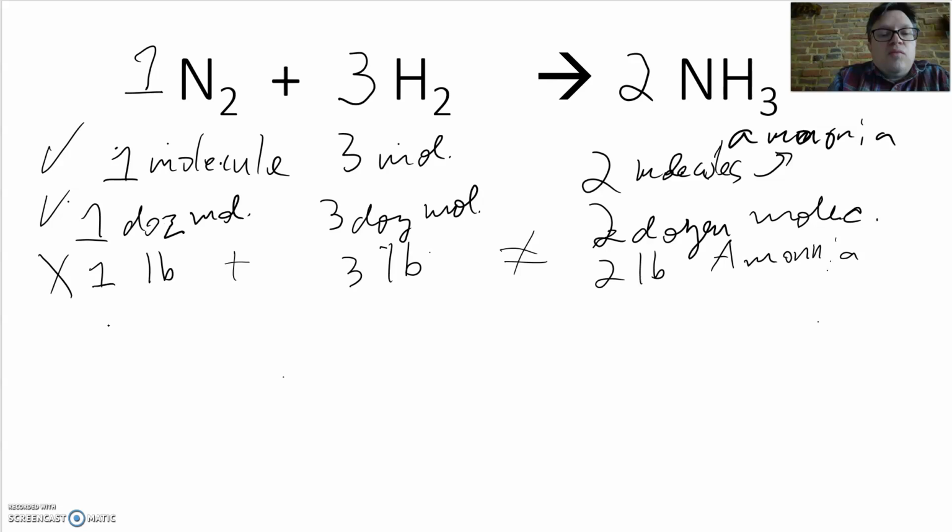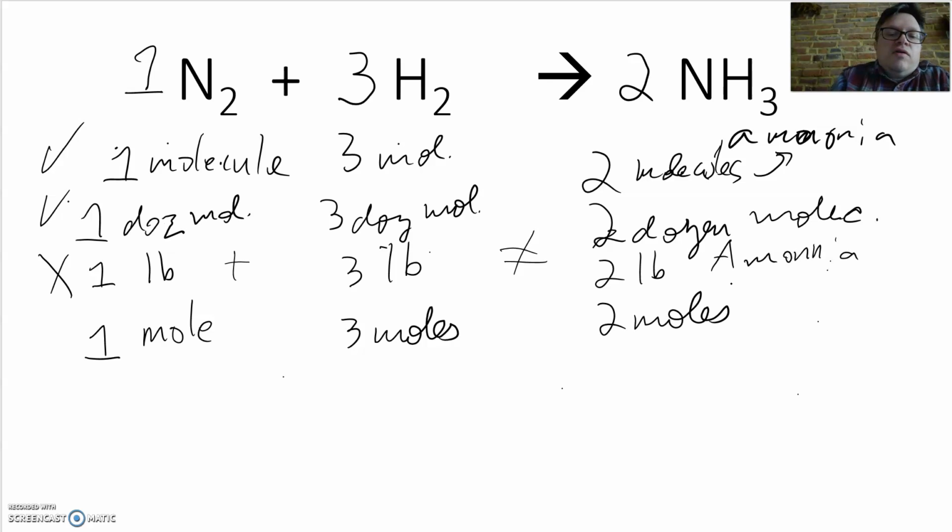So let's think about it. If a dozen is like a mole, think back to our chemistry songs, then we could also say 1 mole of nitrogen plus 3 moles of hydrogen will make 2 moles of ammonia, and this is also valid. So if you are working with the counts of these substances and not their weights, then having a balanced reaction will let you determine how much of each thing you would need for a full reaction.